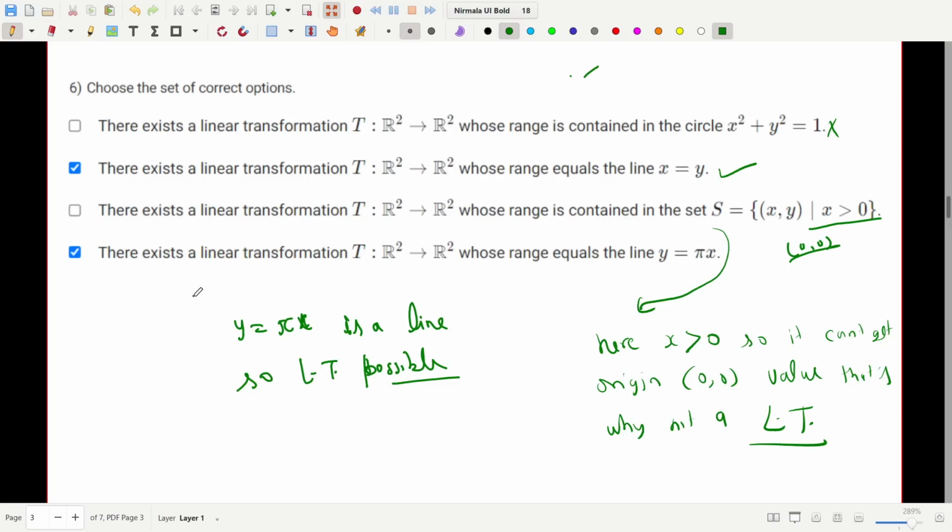Okay. The next one: there exists a linear transformation R2 to R2 whose range equals the line y equals mx. Yes, it is possible, because it is the formula of a line, and here if x is 0, then y also will be 0. So (0, 0), the origin, also exists, so it is a linear transformation.